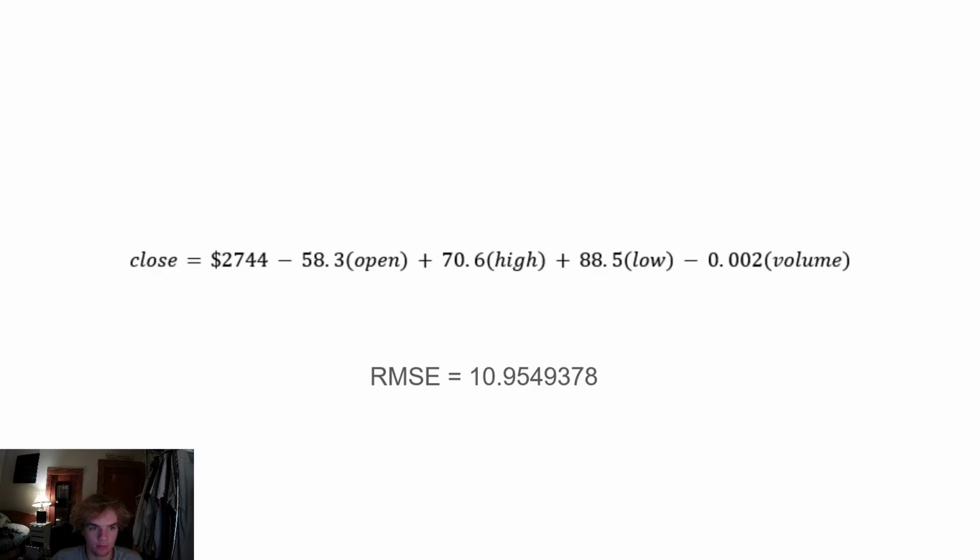And one important thing to note about this equation is the coefficient on volume is almost 0, and I guarantee that if we had left it going, it probably would have just gotten smaller and smaller and smaller. What this means is that volume is essentially totally irrelevant in the calculation, which I found to be pretty interesting.